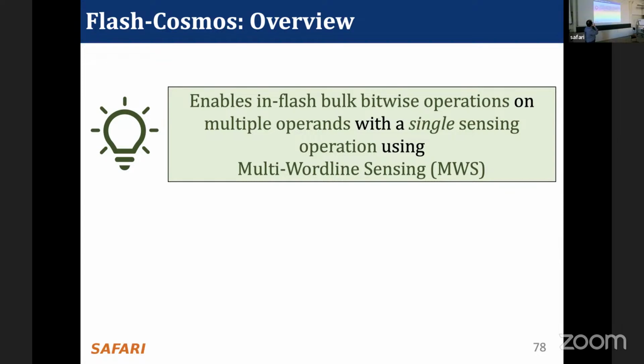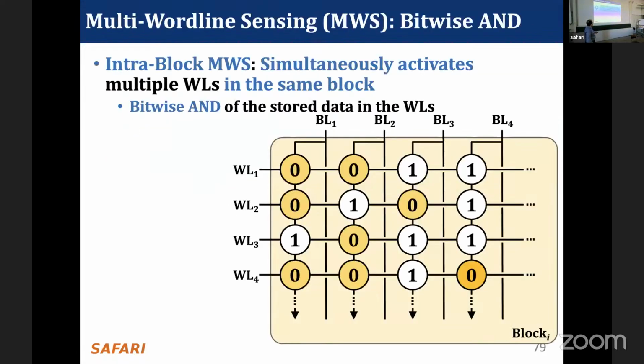So the first idea of Flash Cosmos is multi-word line sensing. And let's see what it is. This is actually quite simple. We have two kinds of multi-word line sensing: intra-block or inter-block. In intra-block, we simultaneously activate multiple word lines in the same block, and that causes a bitwise AND of the stored data.